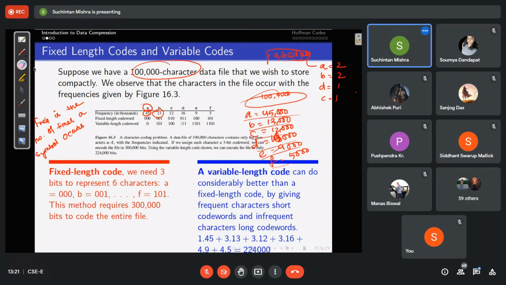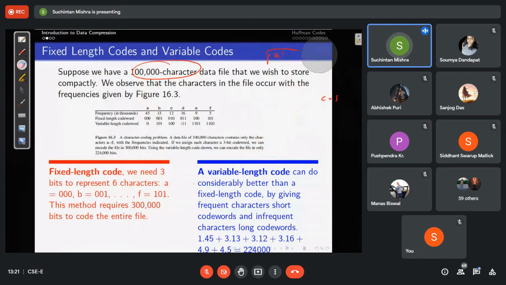So this is the meaning of this first line, which is the frequency: how many times each symbol is occurring in 100,000. So this is 45,000, 13,000, 12,000, 16,000, 9,000 times, and F is occurring 5,000 times. Now there are 6 symbols. How many bits are required, minimum?